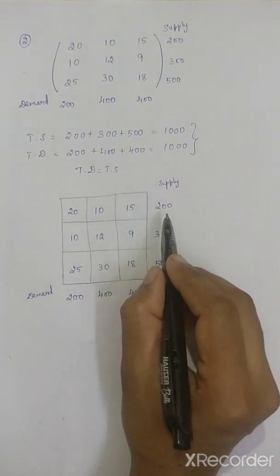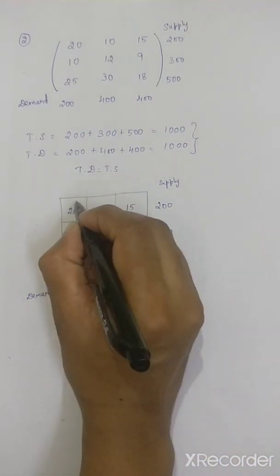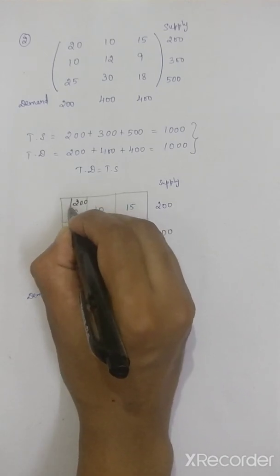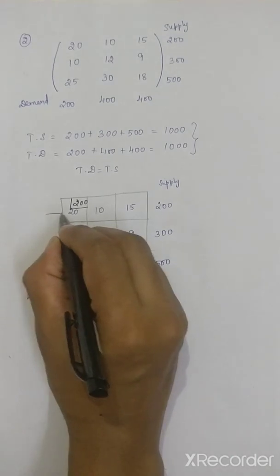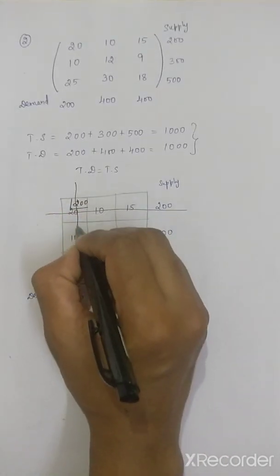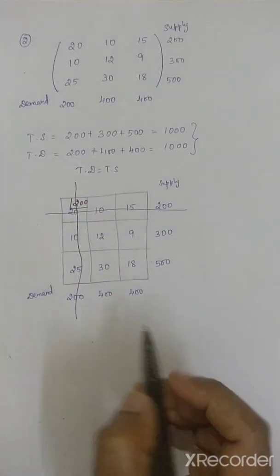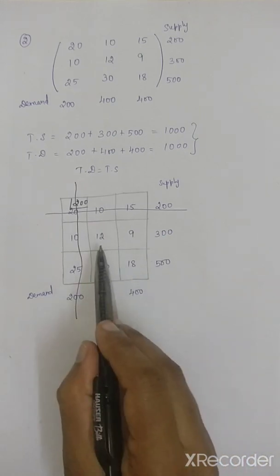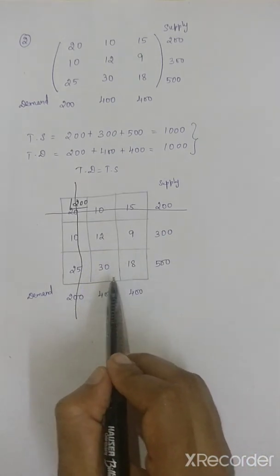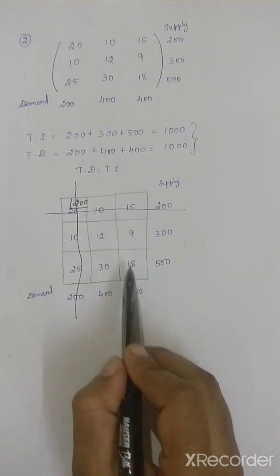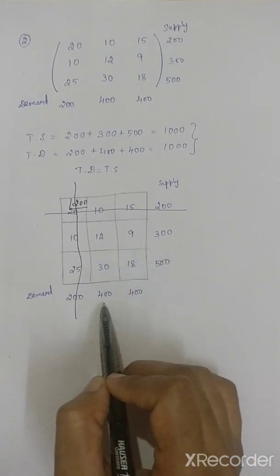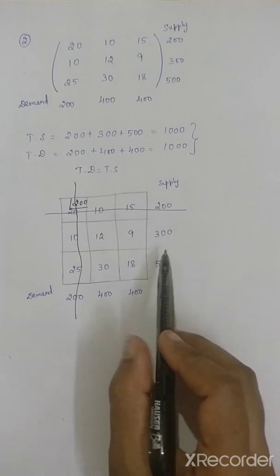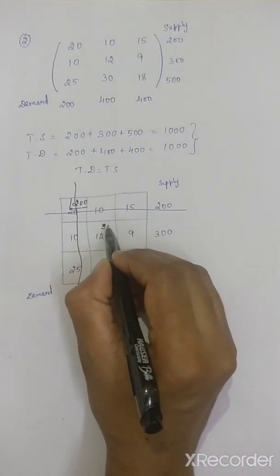So you have to go with the solution. The first one is 200, so you allocate 200 here. You strike out both the row as well as the column. The next modified matrix is only 12, 9, 30, 18. For this the corner is 12. So you compare supply as well as demand. The smallest value is 300, so you write 300 here.